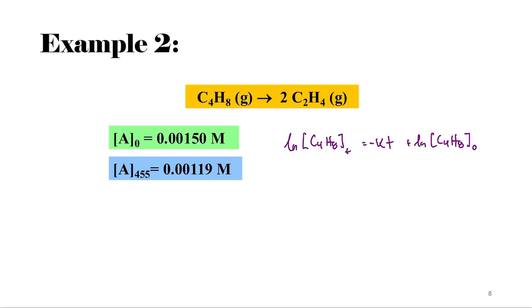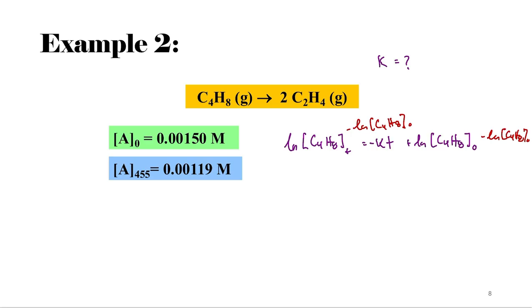Right, so we need to solve this for k, because we want to solve for the rate constant, so we have to isolate that variable. So we subtract ln C4H8 initial from both sides. The way that I'm going to go through this algebraically, you don't have to do it exactly the same way. If you did a different one, you still got the same answer. That's fine. So we subtract that from both sides.